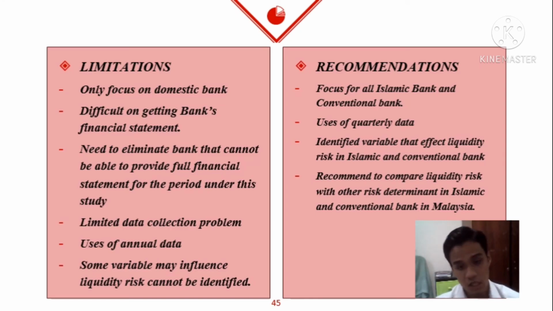For the recommendation, we suggest that further analysis focus on all Islamic banks and commercial banks instead of focusing only on domestic banks. We suggest that further analysis use quarterly data instead of annual data. We suggest that further analysis identify variables that affect liquidity risk in Islamic and conventional banks, such as deposit. We recommend comparing liquidity risk with other risk determinants in the Islamic and the conventional bank in Malaysia, such as credit risk, market risk, operational risk.